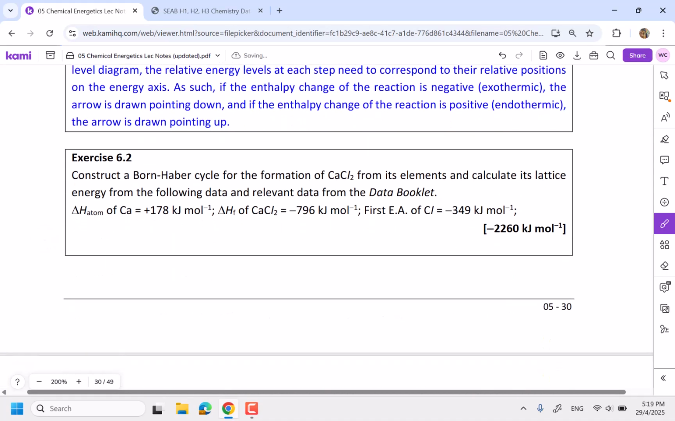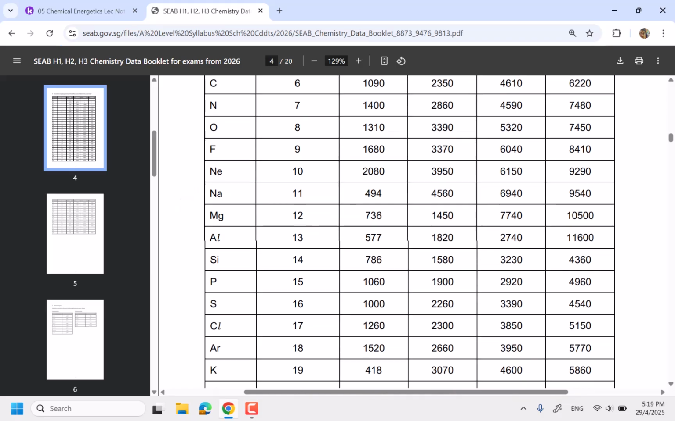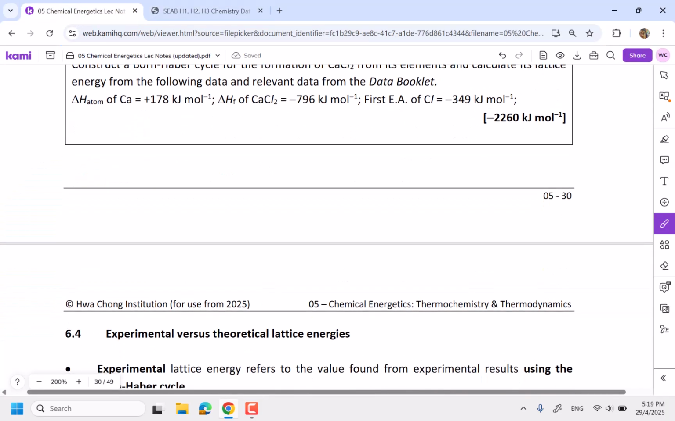Okay, then I will illustrate, I will construct the Born-Haber cycle for the formation of calcium chloride from its elements and calculate its lattice energy. I'm given the atomization enthalpy, formation of calcium chloride, and first EA of chlorine. The other information I need is probably the first and second IE of calcium, so that will be 590 and 1150. So I will take note of this.